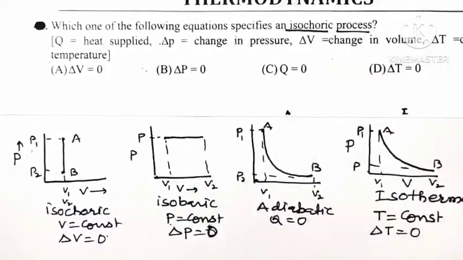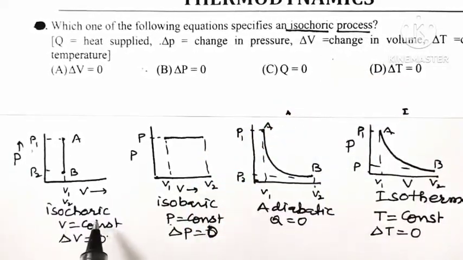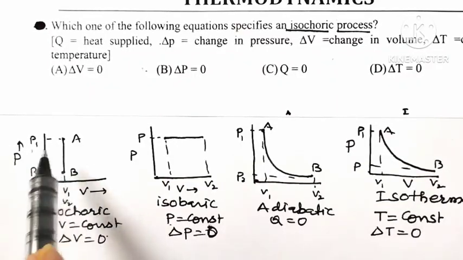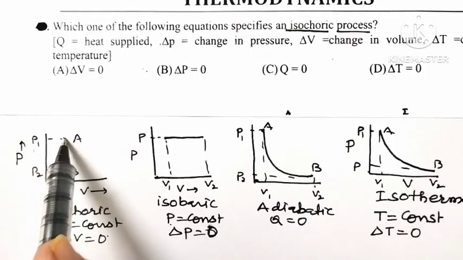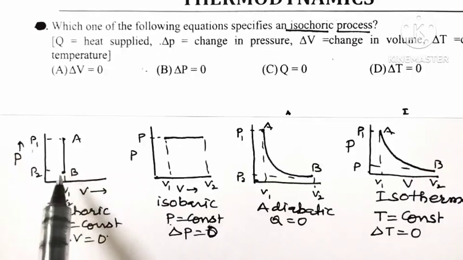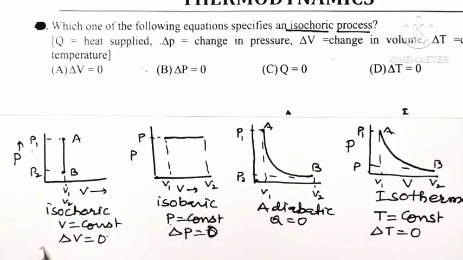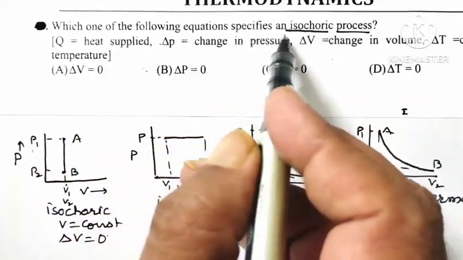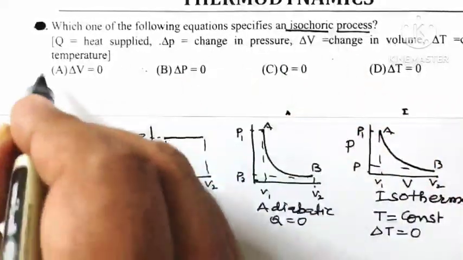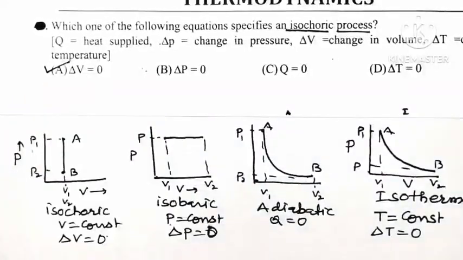process. We know in case of an isochoric process, the thermodynamic process takes place at constant volume. Here pressure of gas is changing from P1 to P2, but volume of gas remains constant. So when volume of gas is constant, means change in volume delta V is equal to 0. So delta V equal to 0, this equation will specify an isochoric process. So the correct option for this question is A.